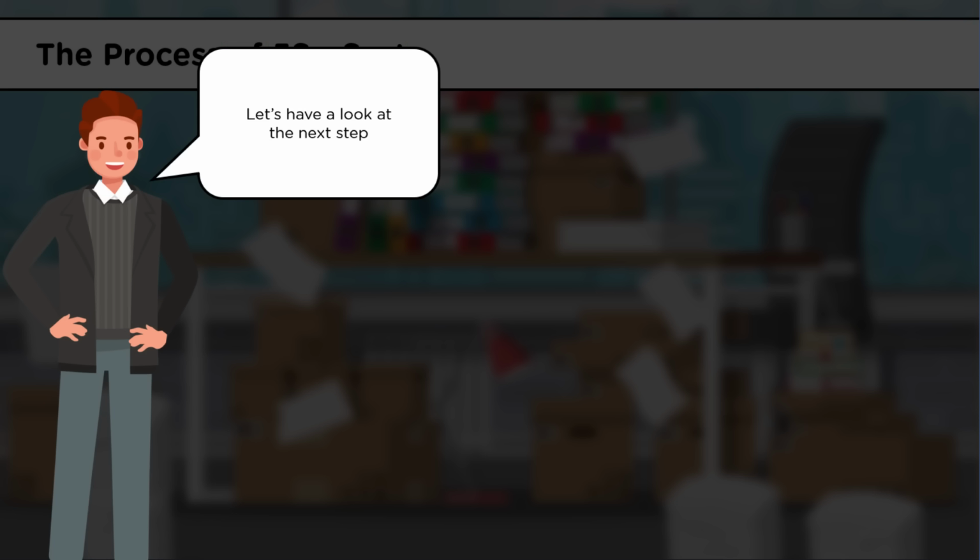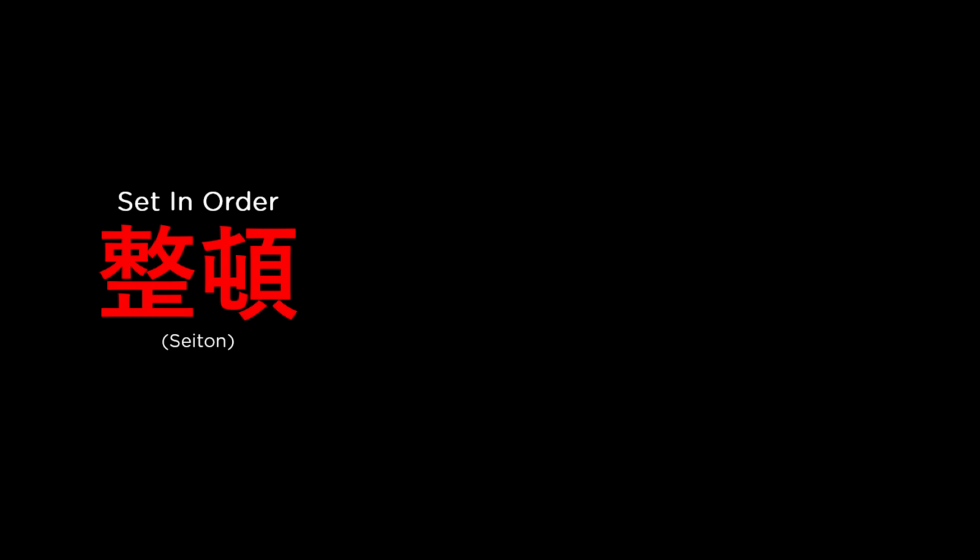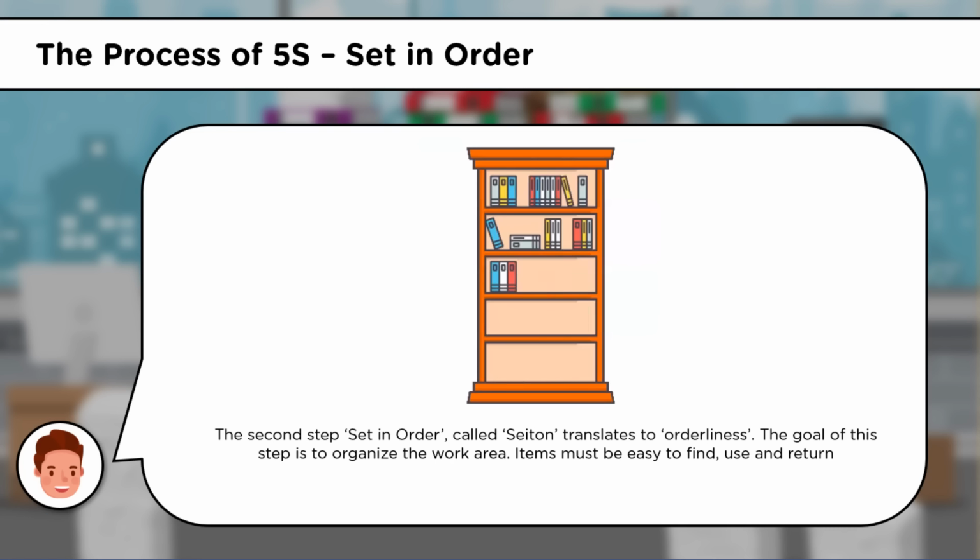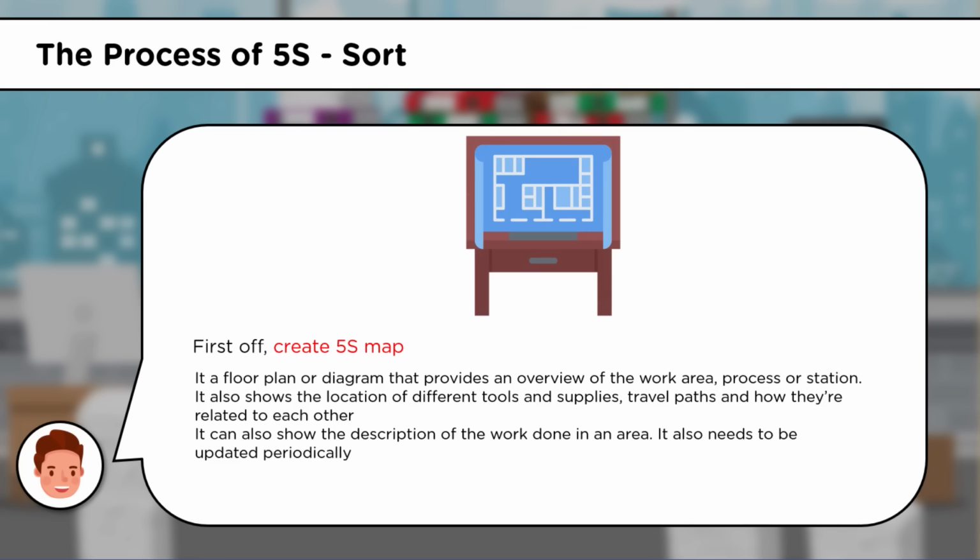Now let's have a look at the next step. Set in order, or Seiton, translates to orderliness. Here the aim is to organize the work area, which means items need to be easy to find, use, and return. So first off, you need to create a 5S map. The 5S map is a floor plan or a diagram that can provide an overview of the work area, process, or station. It also shows the location of different components you might be needing for work, with travel paths and details on how they're related to one another.